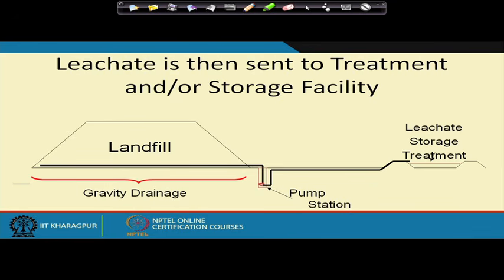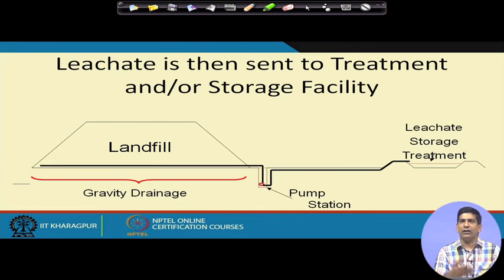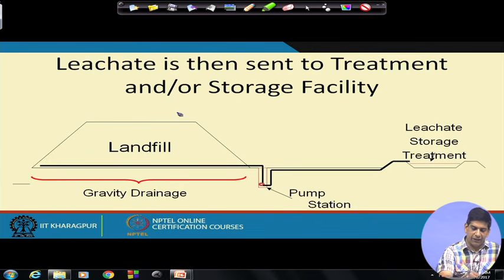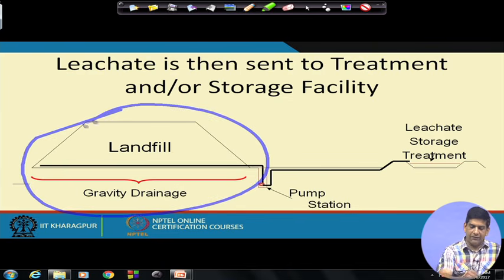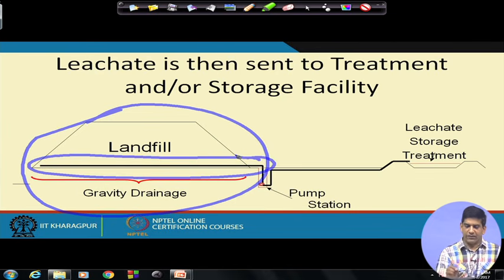Once the leachate is collected, it has to be treated. What you are looking at in this sketch is a cross section of a landfill, as if you are looking at the landfill from the front. That pipe over here is the header pipe. All those different pipes we were talking about earlier connect to this header pipe, and then it comes out.